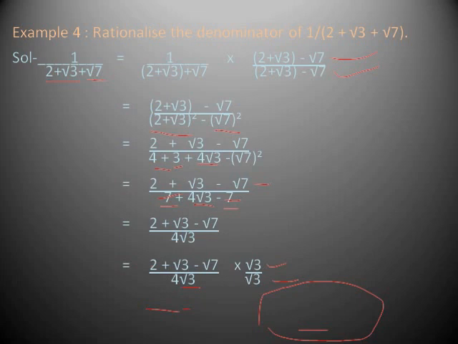In the next step, we get 2 plus root 3 minus root 7, numerator is same. In the denominator, 4 plus 3 is 7, and 4 root 3 is as it is, and root 7 square is 7. So now you can see this 7 minus 7 will be cancelled, so the denominator will be only 4 root 3. So we get the answer 2 plus root 3 minus root 7 divided by 4 root 3. So this is your required answer.